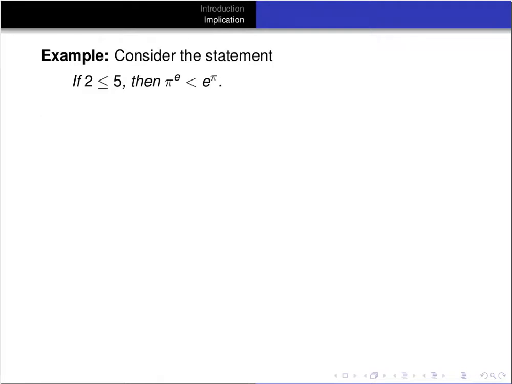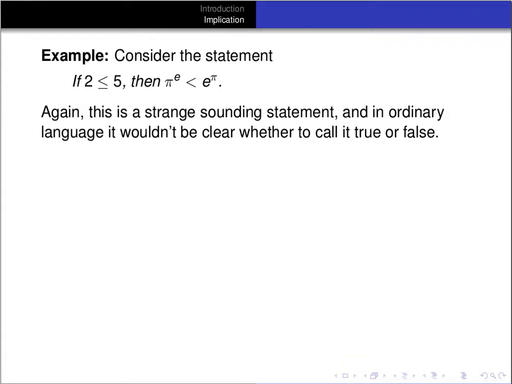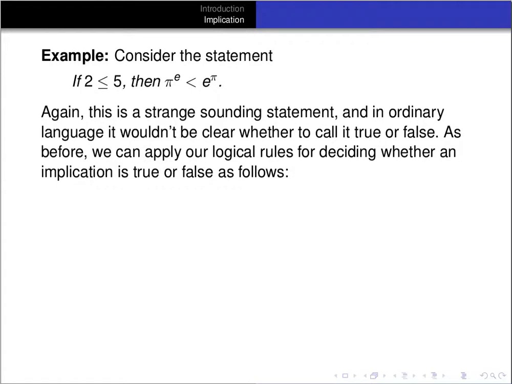What about this one? Now, if 2 is less than or equal to 5, then pi to the e is less than e to the pi. Again, a kind of strange sounding statement. It's not clear what the relationship is between the hypothesis and the conclusion, so it wouldn't be clear in ordinary language whether to call it true or false. But as before, we can apply our logical rules.